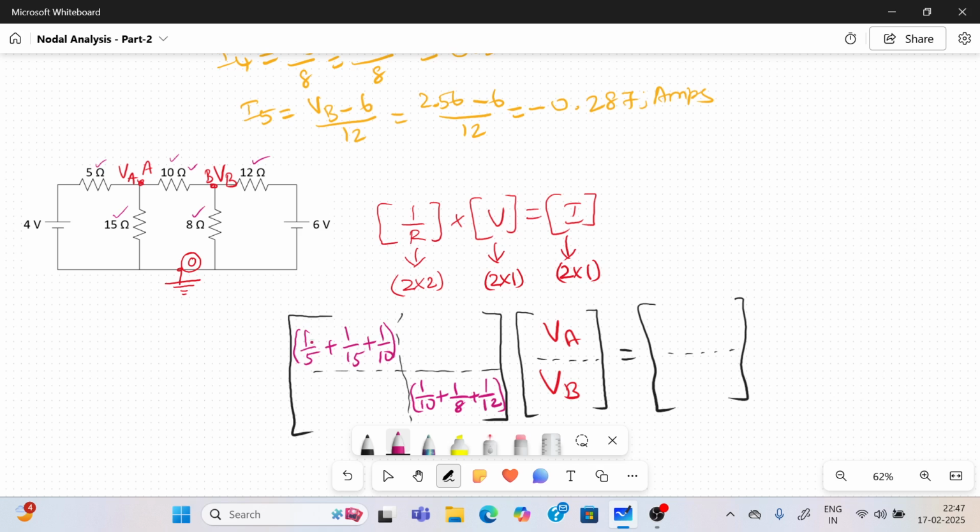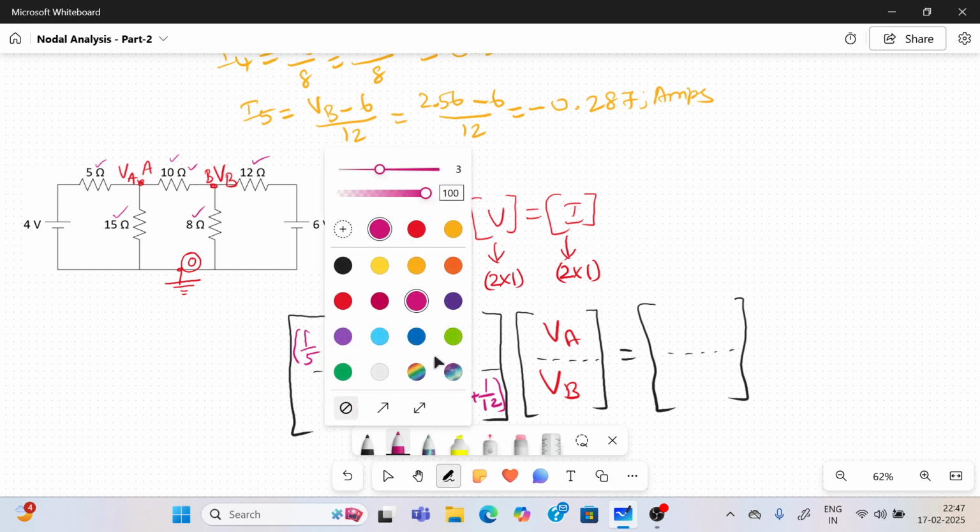Next, what is the off diagonal? Identify the resistance between the nodes A and B. There is a 10 ohm resistance, so minus 1 by 10. Here also minus 1 by 10. Okay, so what are the currents now?